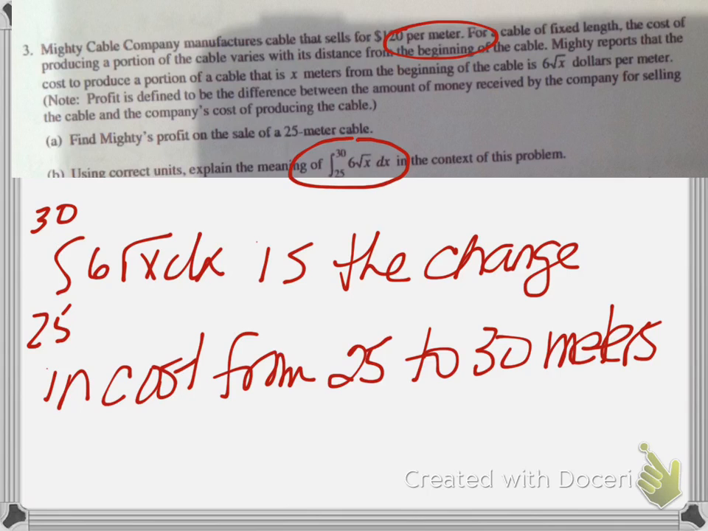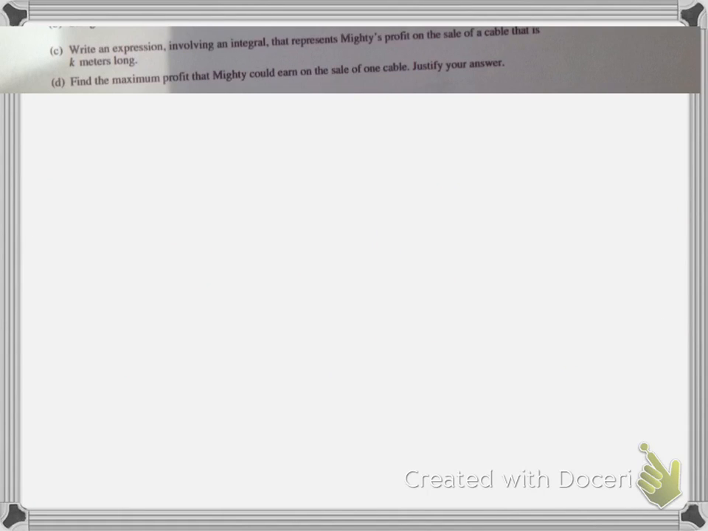And the reason why this is the answer is because if you look right here, this 25 to 30 means you have this cable, and we're just interested in what's happening from 25 to 30. That's all. Okay, now for part C. We have to write an expression, that means we don't have to solve anything, involving an integral, so you better have an integral in there, that represents their profit on some cable that's k meters long. So it's just abstract. We don't know how long it is.